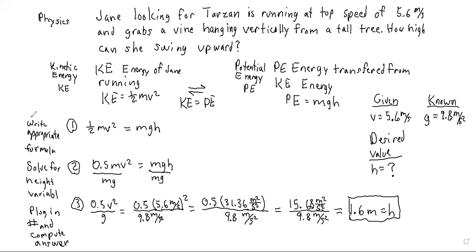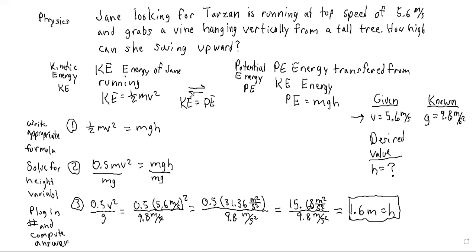To solve this question, we need to use some basic physics laws. One is conservation of energy, right? All of that energy she's created from running, that's the kinetic energy of Jane running, is going to be equal to 1/2 mv squared, where v is the velocity that she's running. We're going to write that over here. The v they've given us is 5.6 meters per second.